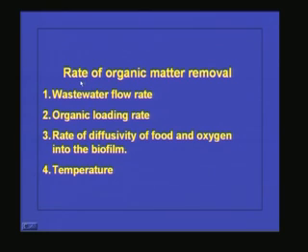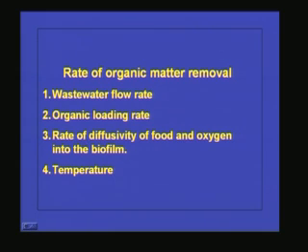So now we will see how the organic matter is getting removed in the system. The rate of organic matter removal depends upon the wastewater flow rate and organic loading rate, the rate of diffusivity of food and oxygen into the biofilm, and the temperature. These parameters are very important. As we discussed, if the wastewater flow rate and organic loading rates are high, then what will happen? Naturally, the penetration of organic matter from the liquid film to the biofilm will be very high. So naturally, if the organic matter is available to the microorganisms, then their removal will be at a faster rate.